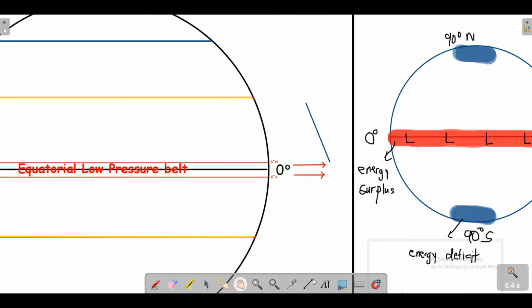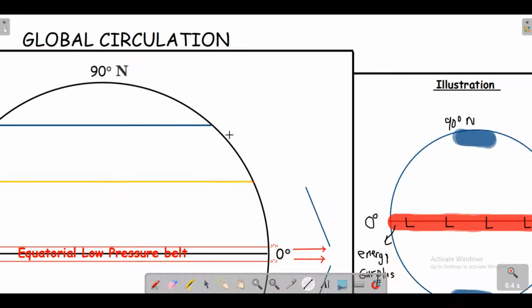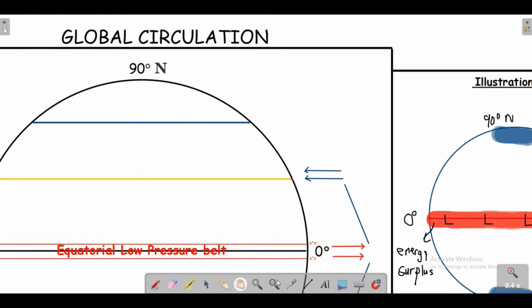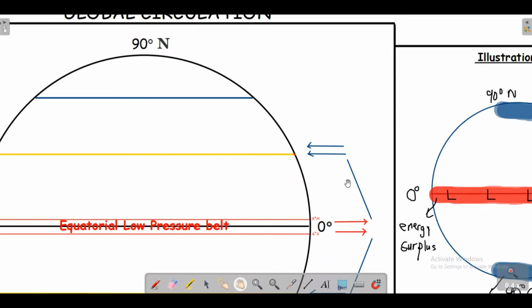But now what happens is that as it is moving, it loses energy on the way. It loses energy and then it sinks down, because now it is cold, right? So it then sinks down at the subtropics, at around 30 degrees. It was trying to move towards the poles. Remember global air circulation: this is thermal energy moving from the equator to the poles. But because it loses a lot of energy, it then sinks down in the subtropics. So now you have this cold air sinking down towards the ground.